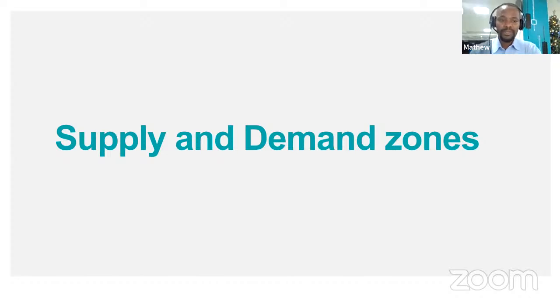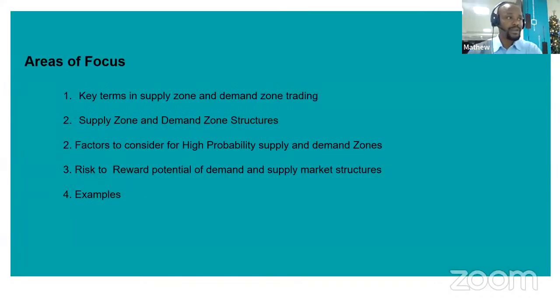My name is Matthew. Today we'll be doing supply and demand zones. The areas of focus today will be the key terms in supply and demand. Then we look at supply zone and demand zone structures, and the factors to consider for high probability supply and demand zones. Then number 3, we look at the risk reward potential of demand and supply market structures. Then we check a few examples on the charts and we move on to take the questions.